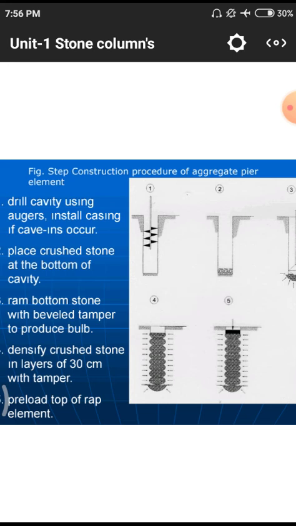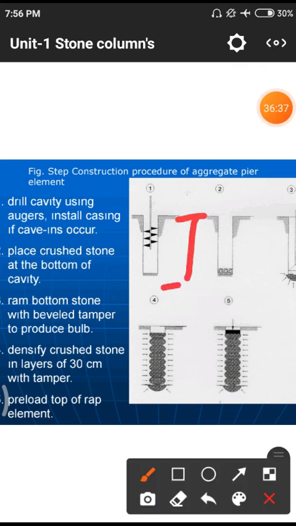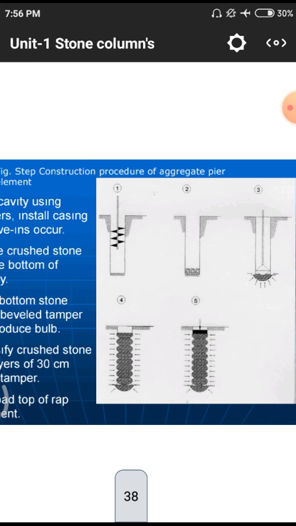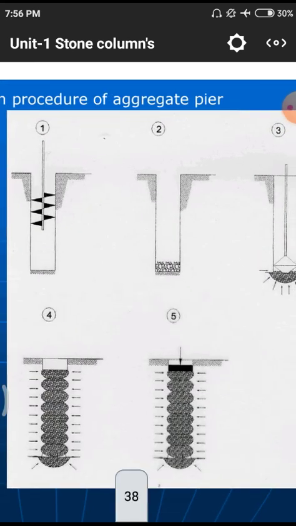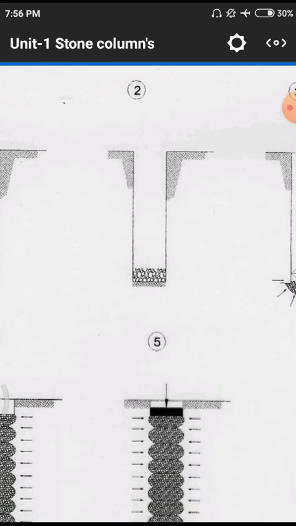First of all, we need to drive a cavity using augers and install the casings into the soils, and we need to dig up to the quantity we require. That means the depth. I will mark those. This is the depth we require. Up to that depth, we need to excavate using these augers. After that, we place crushed stone at the bottom of the cavity. That means in the second diagram, stone is filled at the end of the storage.